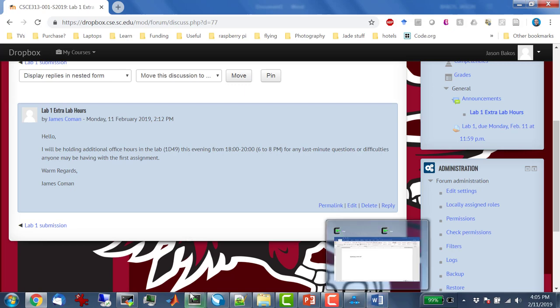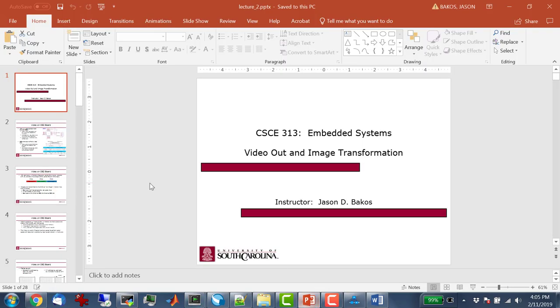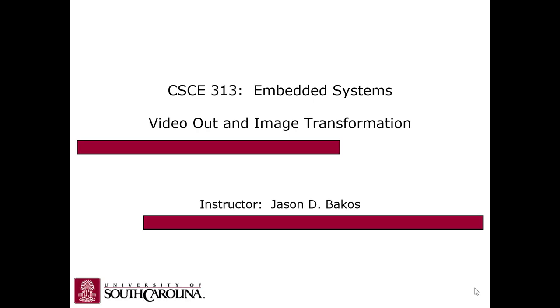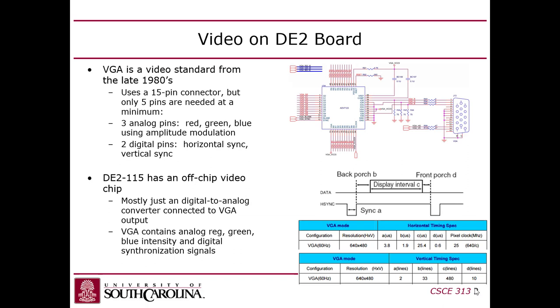Okay, all right, so moving along to the next part of the course. Right now we've got a processor, and we have the LEDs, the hexes, and the JTAG console as our output peripherals. And we've got the buttons as the input peripherals, and the console. We want to add an additional output peripheral now. We want to add the ability to plug a monitor in and do video. So for this, we're going to use the VGA connector on the DE2 board.